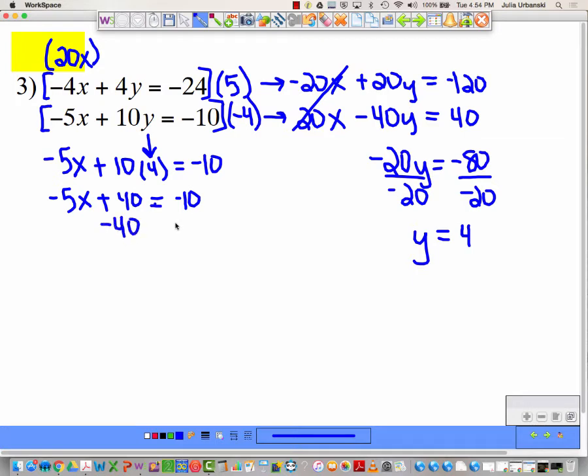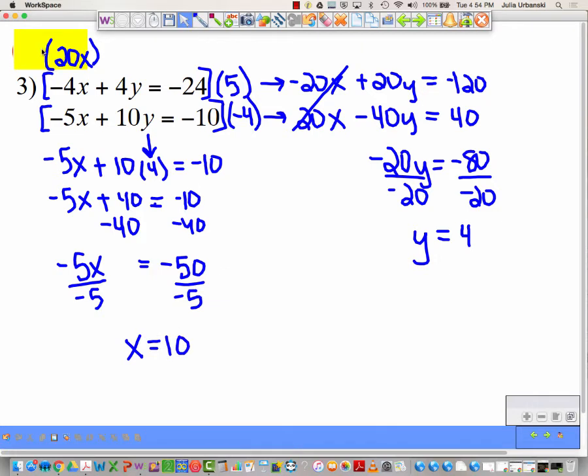Subtract 40 from both sides. Negative 5x equals negative 50. Divide both sides by negative 5, and x equals 10. So you're going to want to make sure that it's correct before you enter your answer. So x is 10, y is 4, and those are the values that you check.